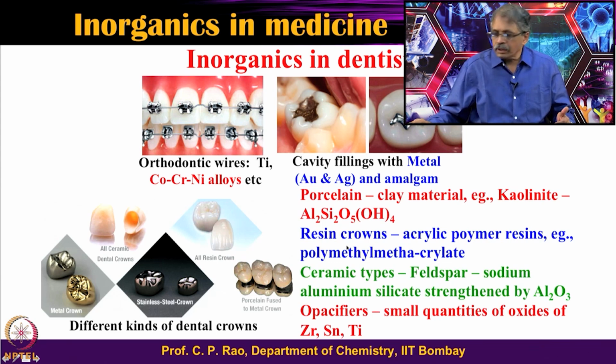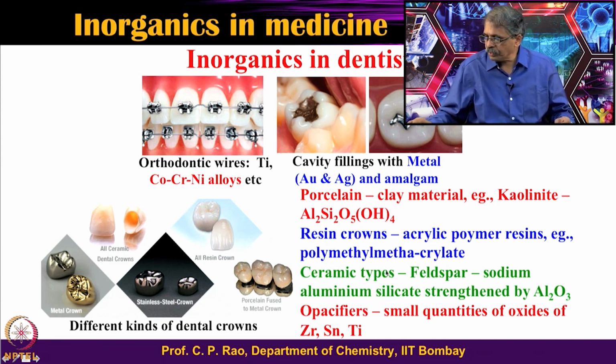You can also use the resin crowns. So, acrylic polymer resins, for example polymethyl methacrylate. So, these kind of things are also used for making the caps. There are ceramic types also there, feldspar, sodium aluminum silicate, which is strengthened by alumina. So, these kind of things are also used. So, opacifiers, small quantities of oxides of zirconium, oxides of tin and titanium, all these things are also used.